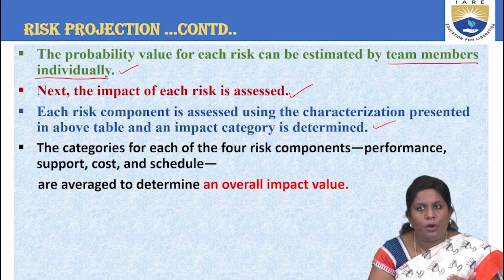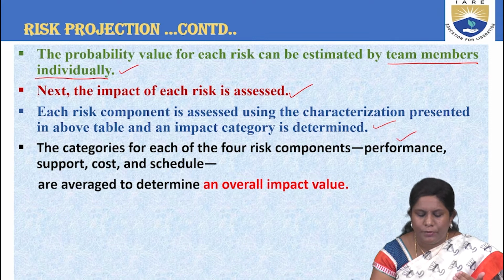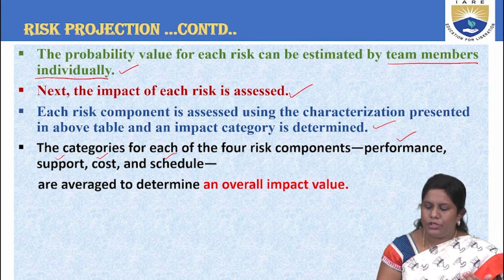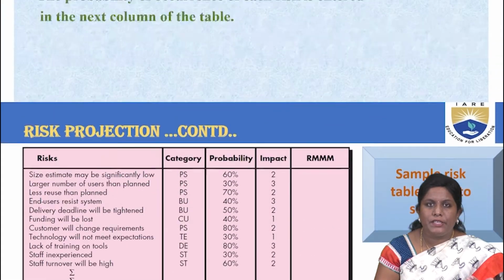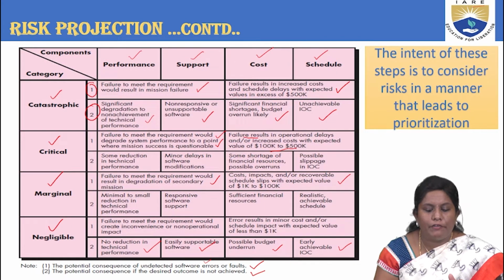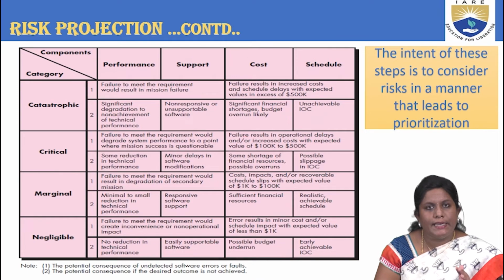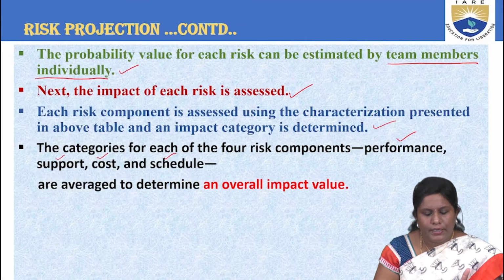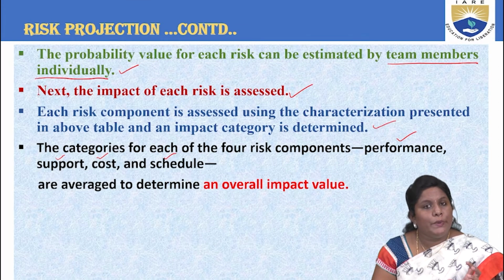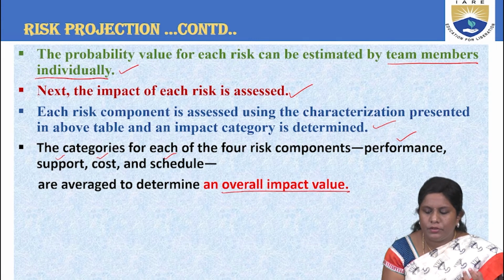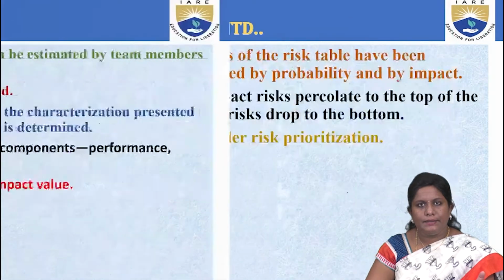Next, what are the four main components we have seen? You are talking about the performance, the support, the cost, and the schedule. I will show you where this is. In the previous table, under components, we have performance, support, cost and schedule. This again is linked to how you categorize them in a better way. Overall, you take the average of these and create an overall impact value. So all this is interlinked.